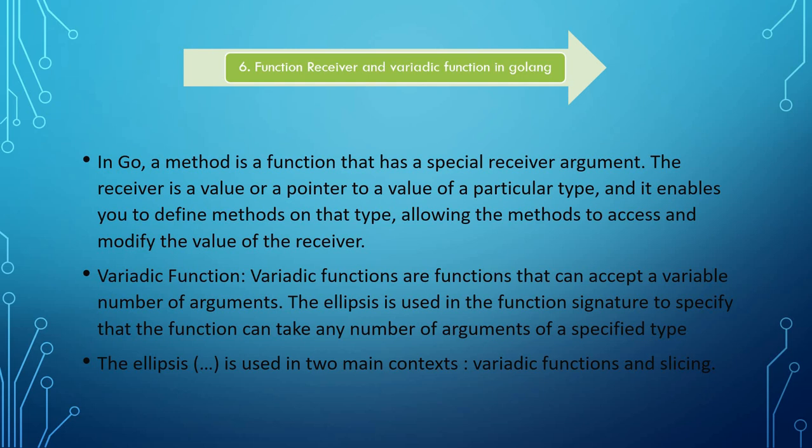Now next question will be what is function receiver and variadic function in Golang. These are important concepts and unique in Golang actually. In Go, a method is a function that has a special receiver argument. The receiver is a value or a pointer to a value of a particular type.